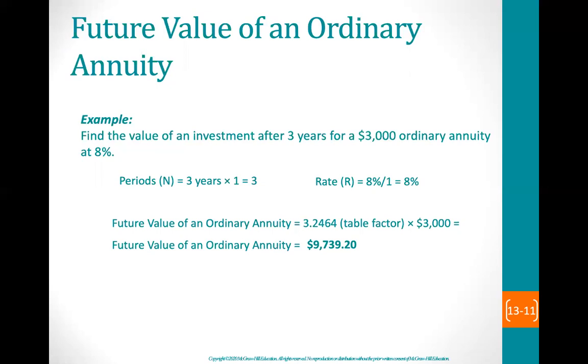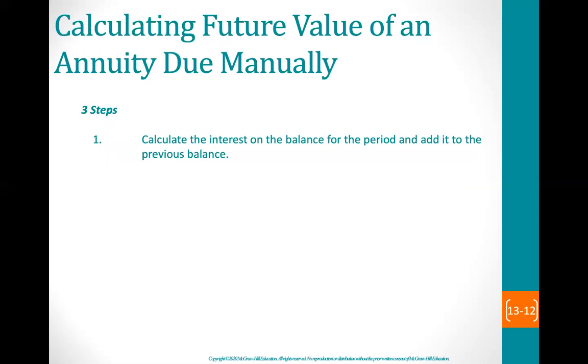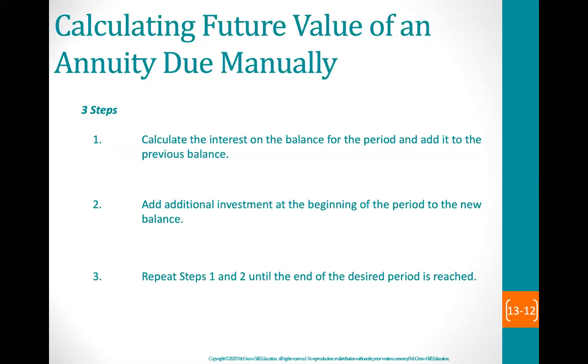Now, calculating the future value of an annuity due manually, not an ordinary, but an annuity due. Remember, an annuity due, we're putting in our investment at the beginning of the year. Calculate interest on the balance for the period and add it to the previous balance. So we're putting money in on January 1st, and it's in there for the entire year. So for the first year, we need to add interest to that balance. Add the additional investment at the beginning of the new period to that balance. Repeat steps 1 and 2 until the desired period is reached.